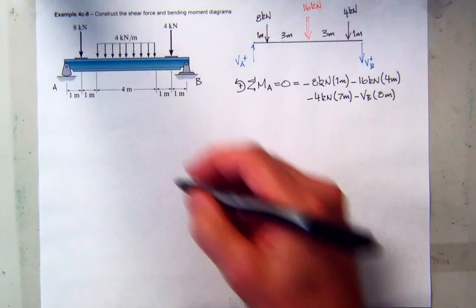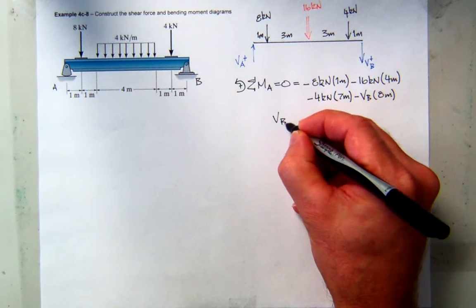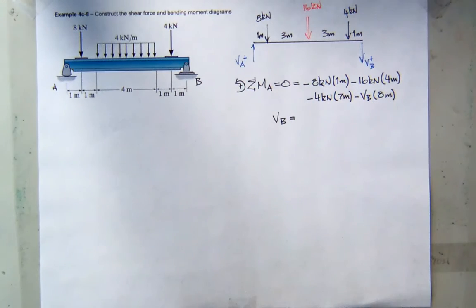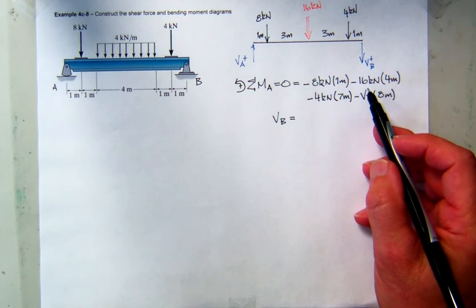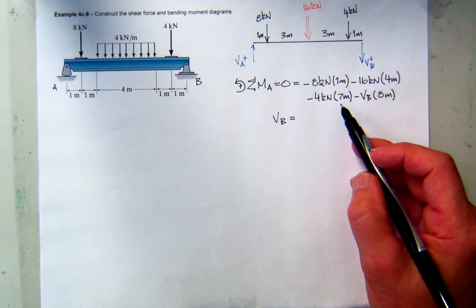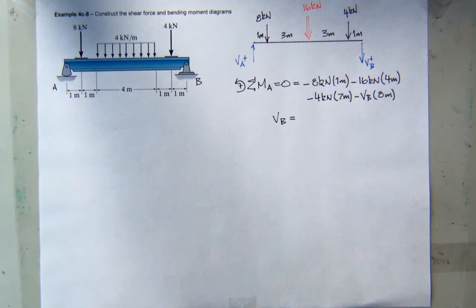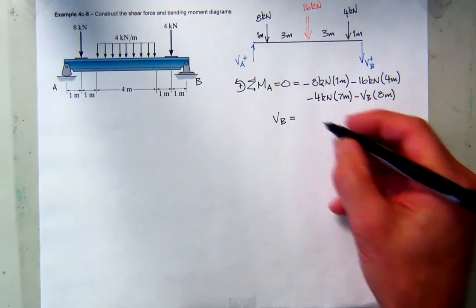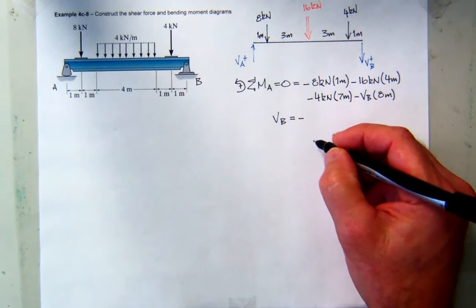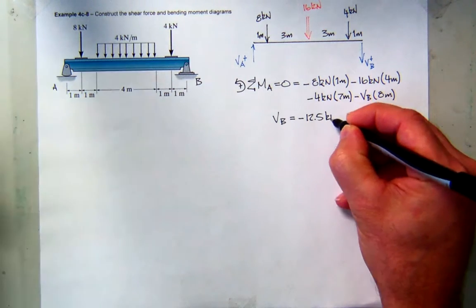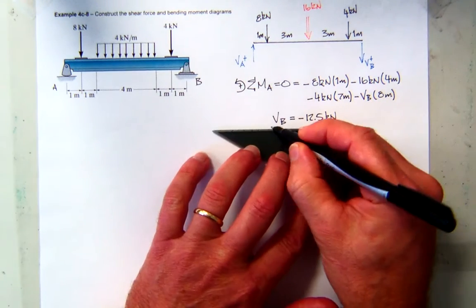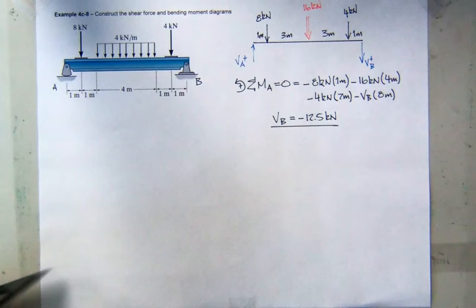So from all that, I can find my shear force at B. I believe it's going to be negative. I don't know what it's going to be. Negative 12.5. Anybody else get that? Yes? Excellent. So the shear at B is negative.